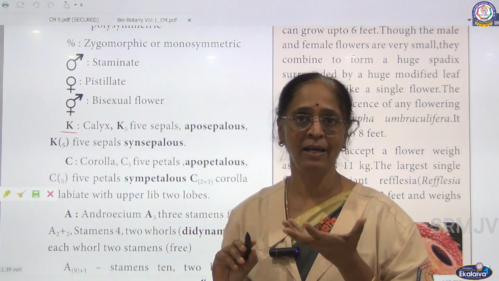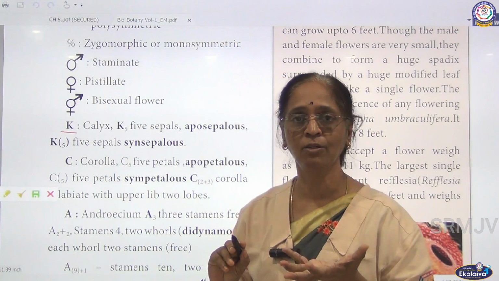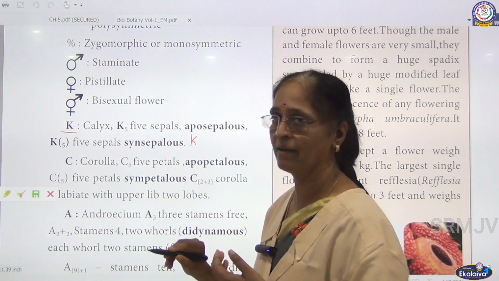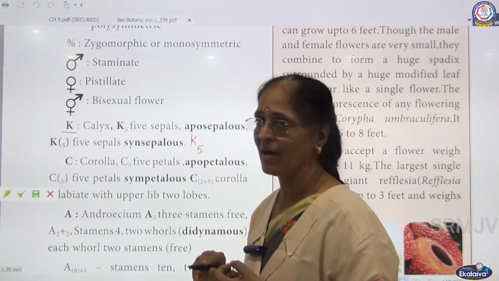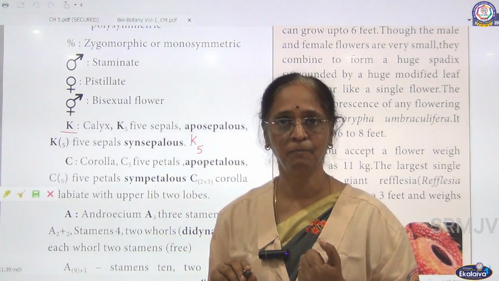And how many are there, the number? We said that the number may vary from one flower to another. So, if there are only 5 sepals in the calyx, then we write K, and the number we represent is 5 here. So, 5 sepals are there in number.